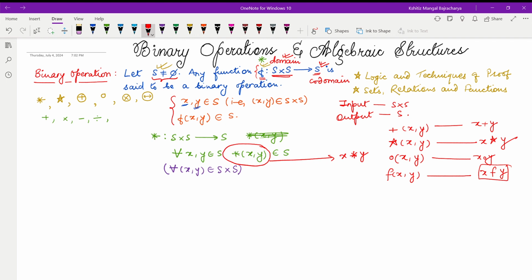Now this is all about binary operations. A binary operation is a function defined on the set S cross S whose range is a part of S, and we call it a binary operation on S. Alright, so let's quickly look at some examples.